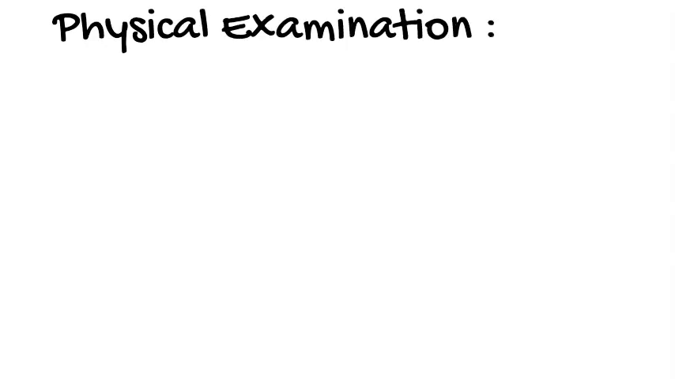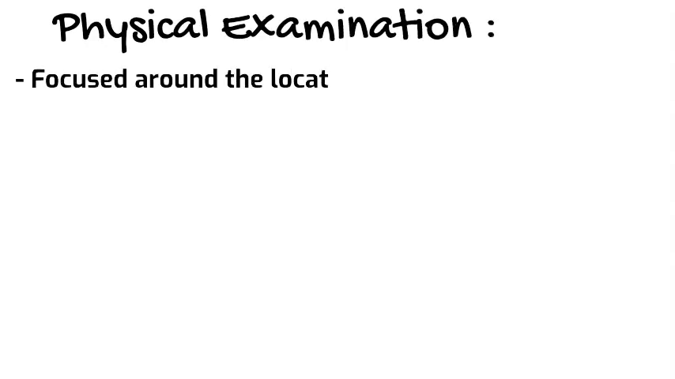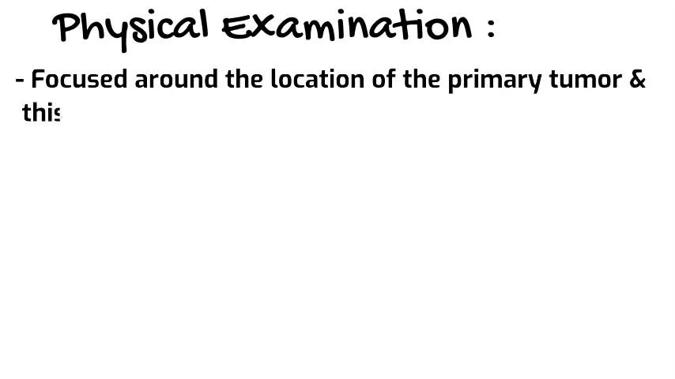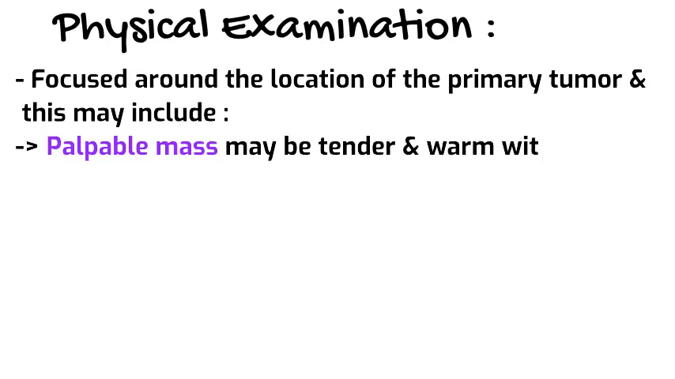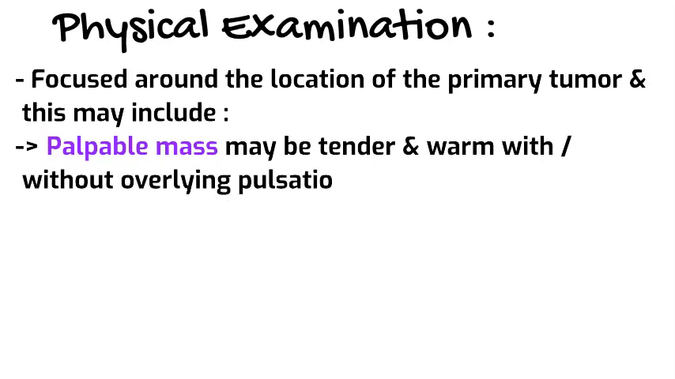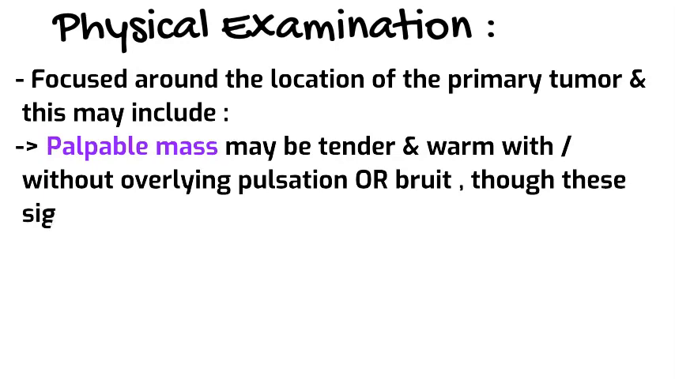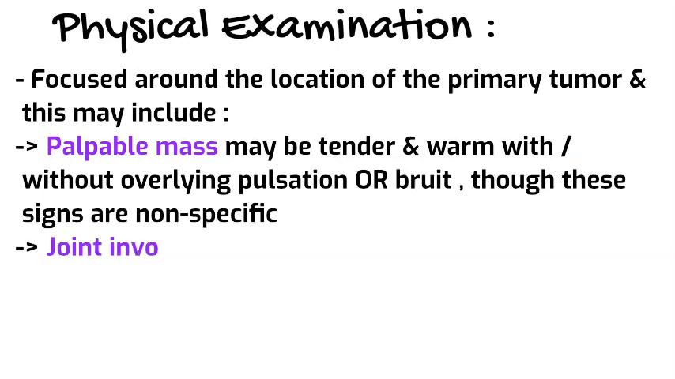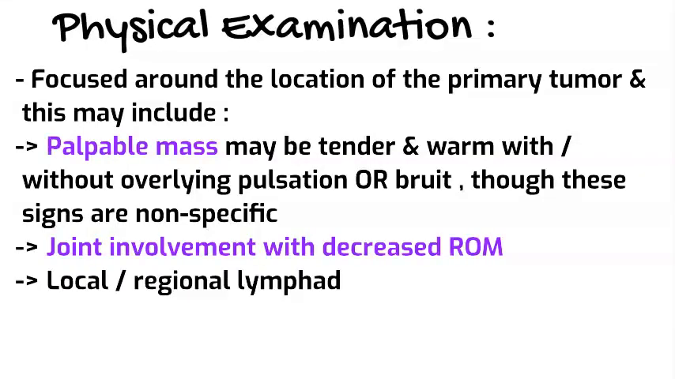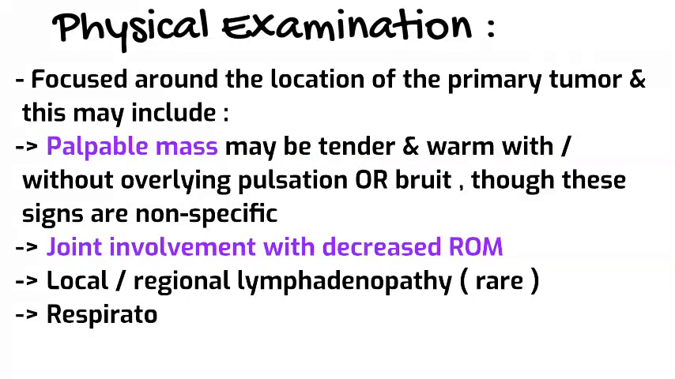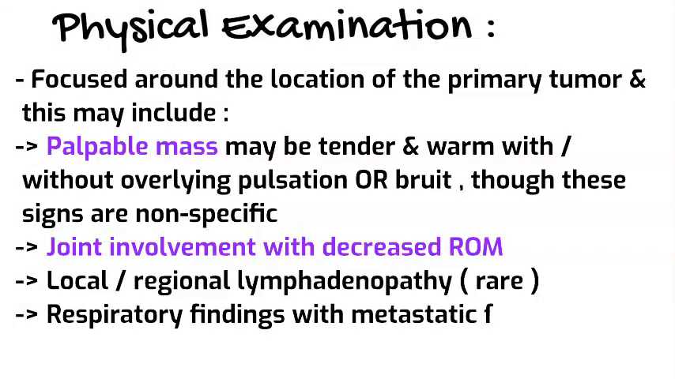For physical examination, focus around the location of the primary tumor, and this may include a palpable mass, which may be tender and warm with or without overlying pulsation or bruit, though these signs are non-specific. Joint involvement with decreased range of movement. Local or regional lymphadenopathy, but this is rare. Respiratory findings with metastatic forms.